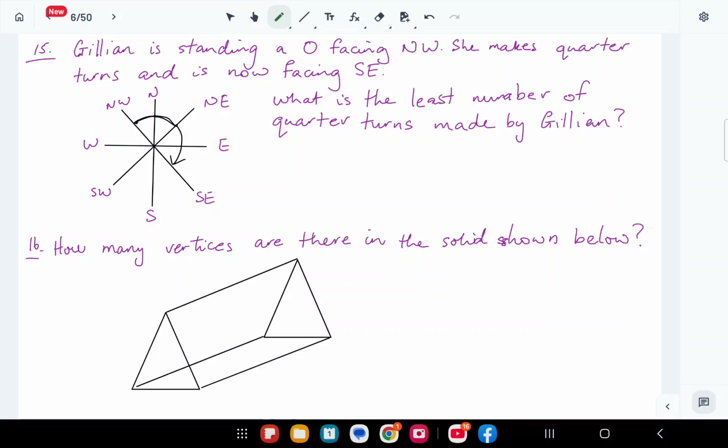Alright, so they didn't give you the directions. They just said that Jillian is standing on O facing northwest. She makes quarter turns and is now facing southeast. They didn't specify if it was clockwise or anti-clockwise. So therefore it is 1, 2 quarter turns. I went in a clockwise direction. Even if you moved in an anti-clockwise direction, 1, 2, you will still end up with 2 quarter turns.